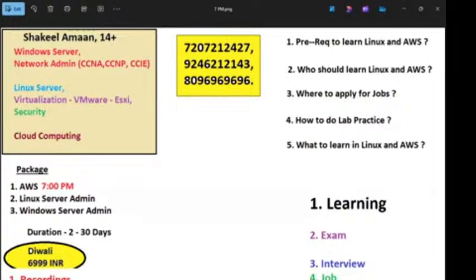Sir, this is a demo class, right? Yeah. See, we are going in a very simple and easy way. The actual class started on Monday, that is yesterday.